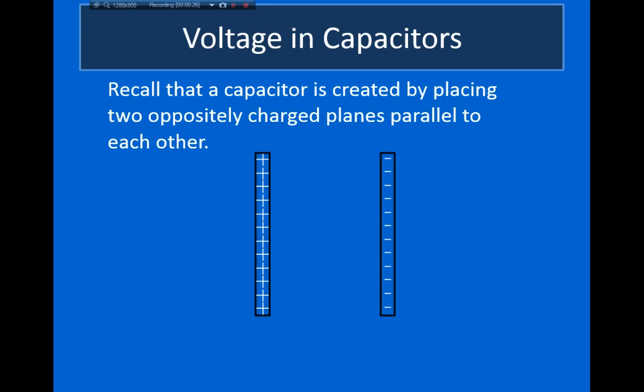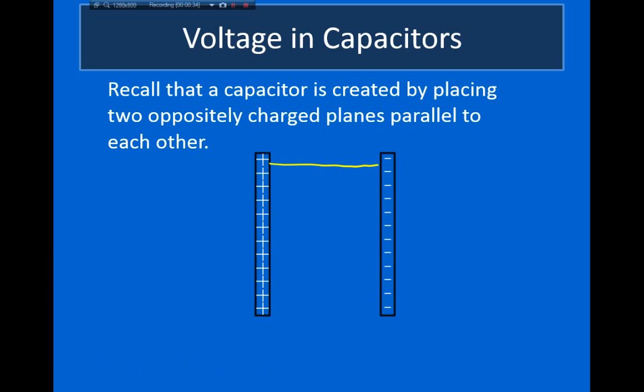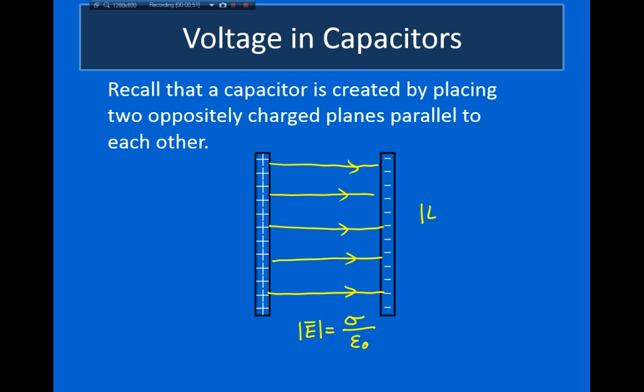Recall that a capacitor consists of two oppositely charged plates that are placed next to each other. Additionally, remember that the electric field inside a parallel plate capacitor points from the positively charged plate towards the negatively charged plate, and the magnitude of this electric field is equal to the charge per unit area on the plates of the capacitor divided by the constant epsilon naught. Furthermore, recall that the magnitude of the electric field outside the plates of a parallel plate capacitor is equal to 0 newtons per coulomb.